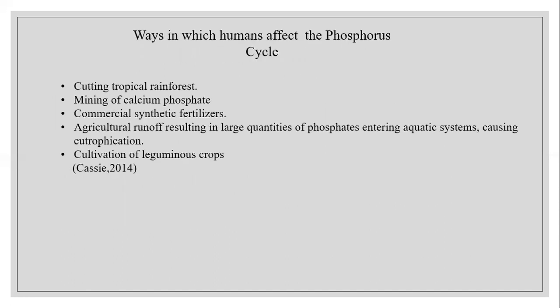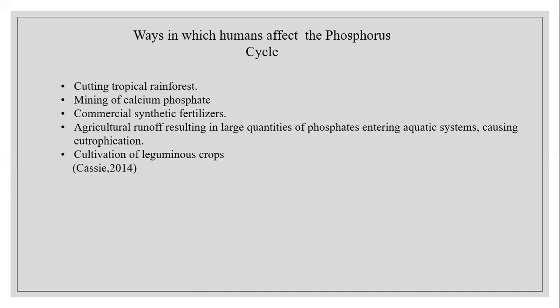Ways in which humans affect the phosphorus cycle. Cutting down of tropical rainforests. Cutting down of trees and other vegetation can cause climate change and degradation of soil, which causes soil erosion. The phosphorus cycle is greatly affected by deforestation because when trees are removed, the soil levels of phosphorus are diminished greatly, and this nutrient is vital for plant growth.